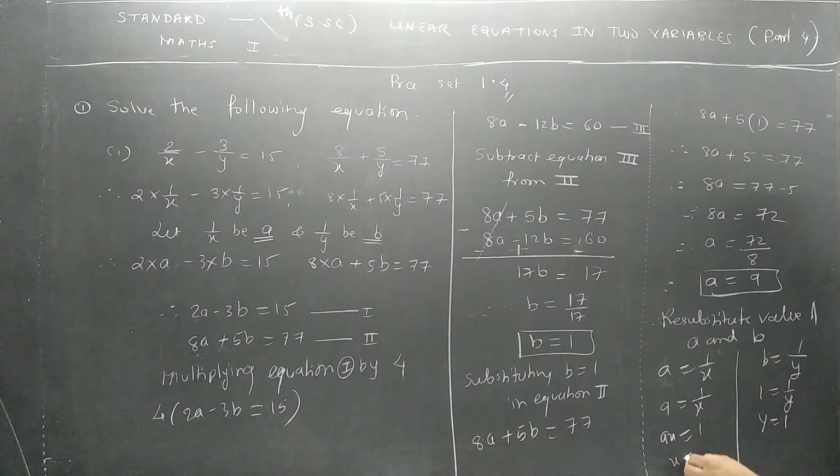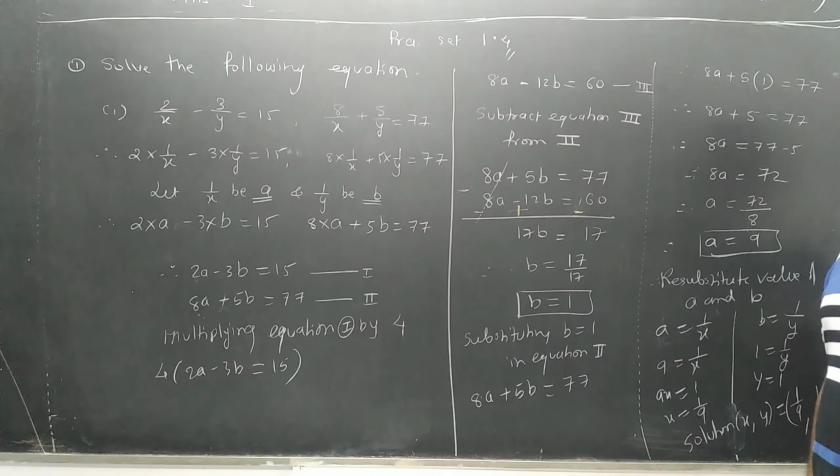So what is it now? x is equal to 1 upon 9 or y is equal to 1. So what is the solution then? Solution x comma y is equal to 1 upon 9 and 1 is the final answer for this question. Okay.